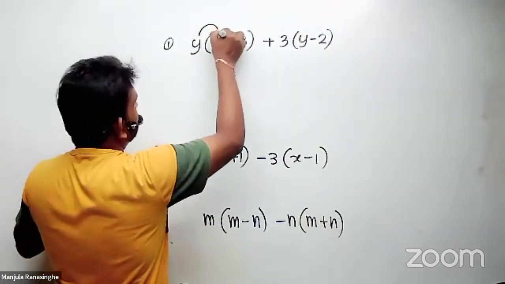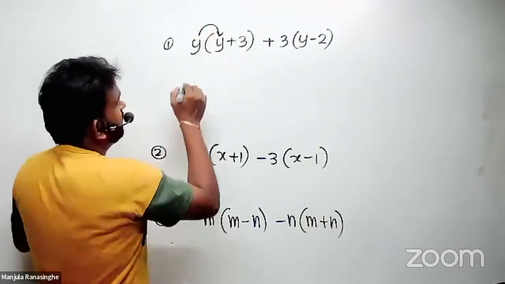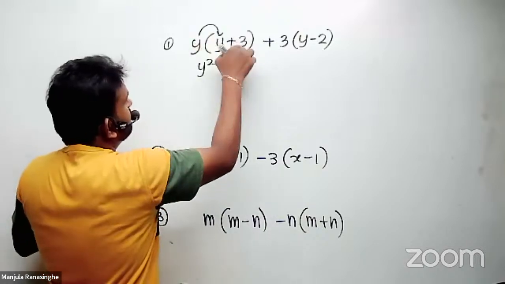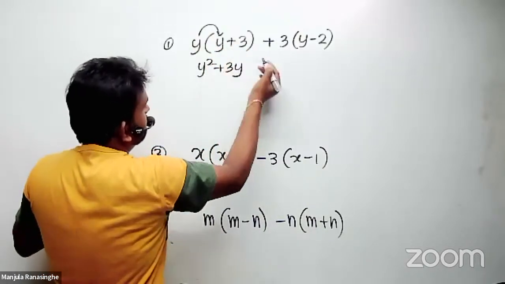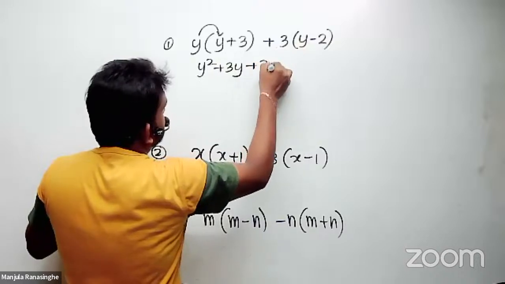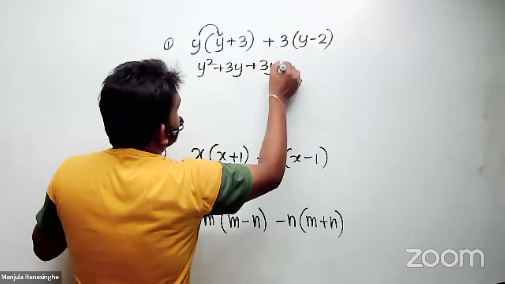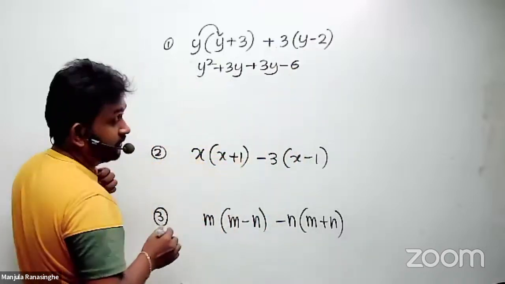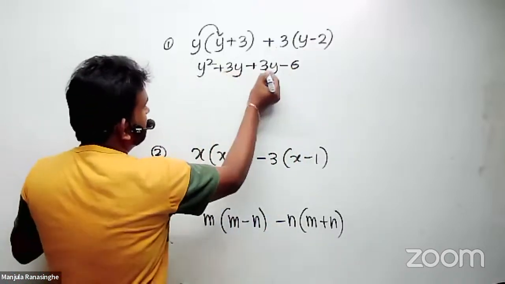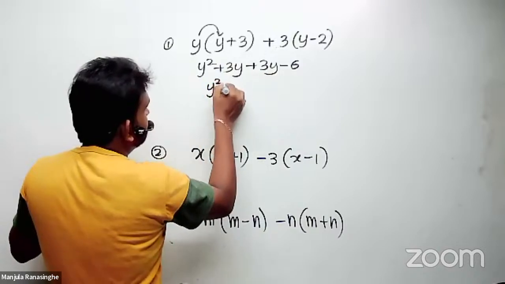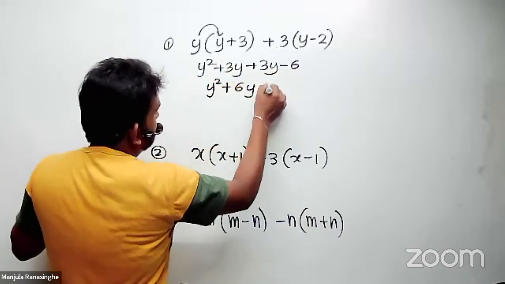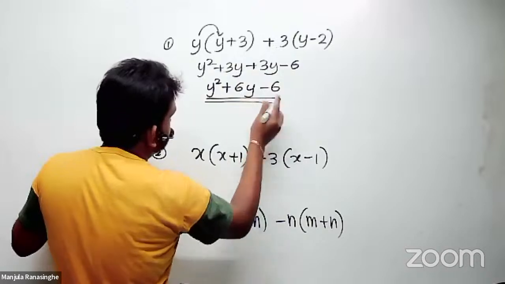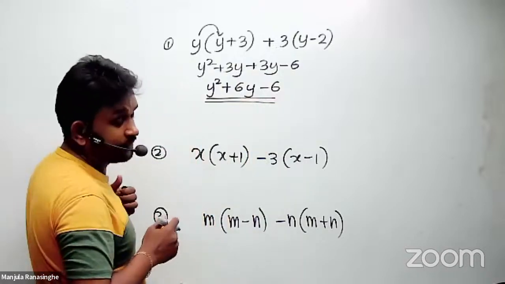So you can multiply y into y, then y squared, y into 3, positive 3y, 3 into y, positive 3y, 3 into 2, negative 6, negative, negative 3 into 6. Now, 3y and 3y being added together is 6y minus 6. This is the answer. Okay.